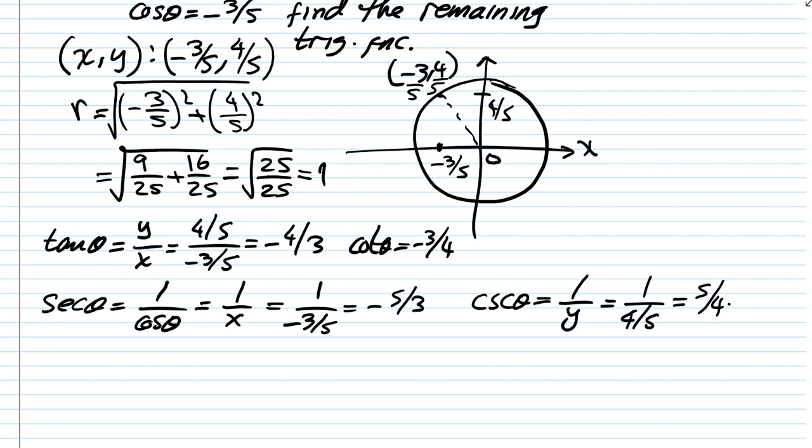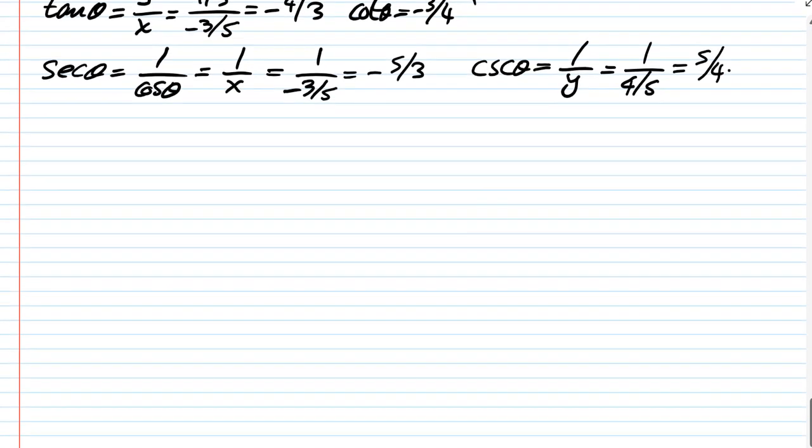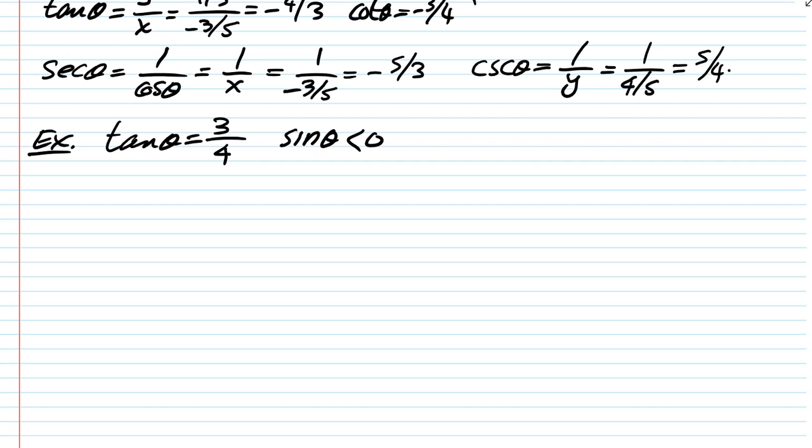All right, now let's take a look at a couple more examples and we'll be done. Okay, so for this next example, suppose tangent of theta is now 3/4, and let's say sine is negative. So we have a condition here on the angle. We want to find the exact value of the remaining trig functions.